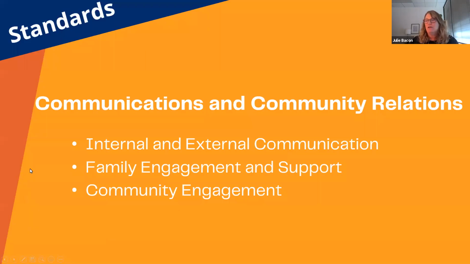Standard 5 or domain 5 is communications and community relations. And this is internal and external communication, family engagement and support, and community engagement. So we broke up that family engagement and support and community engagement in this one because we thought it was really important for us to think more specifically about how we were engaging the adults in kids' lives, and how we were using those adults to help students be successful.